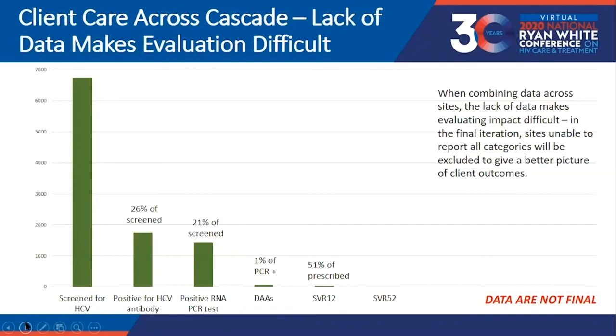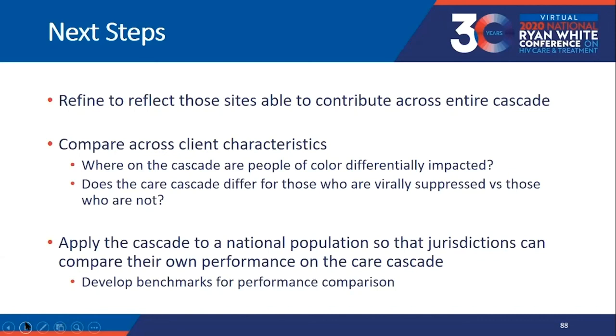Next slide, please. So of course, our first step and one that is well underway is to refine the cascade to reflect sites that could contribute to most of the steps across the entire cascade, and that will give us a better picture of the true numbers across every point of the cascade. Next, we plan to compare across key client characteristics to assess how in particular people of color are differentially impacted, which was a goal of this project, and how other characteristics like viral suppression of HIV might impact progress along the care cascade.